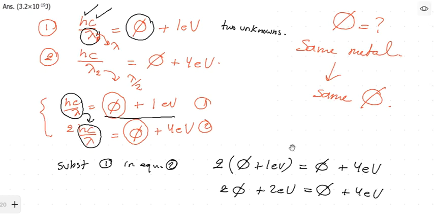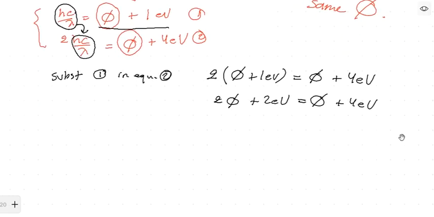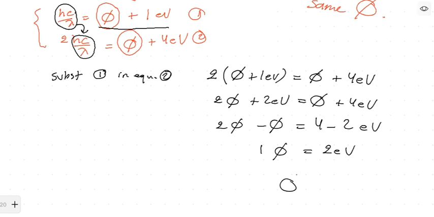So the working becomes very easy now. I keep the phi's on one side. So 2 phi minus 1 phi equals 4 minus 2 electron volt. So the work function will be equal to 2 electron volt. So the work function is what? 2 electron volt. This is what was required. If I need the wavelength, I can substitute it in one of the equations and get the wavelength, but it's not required.